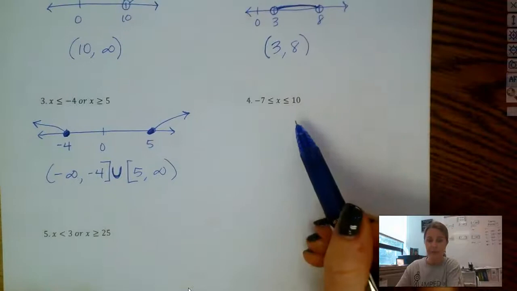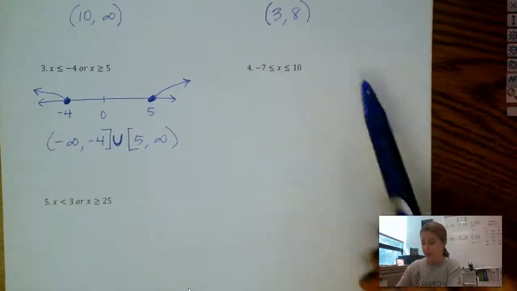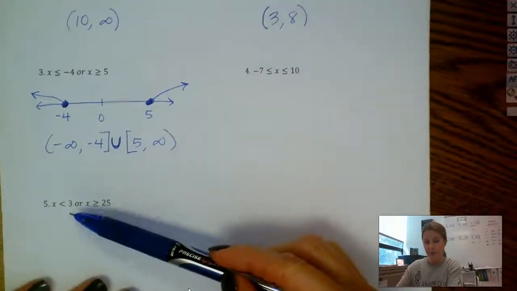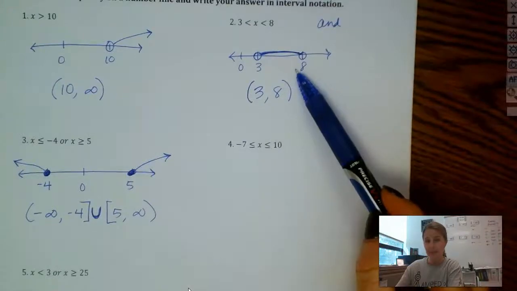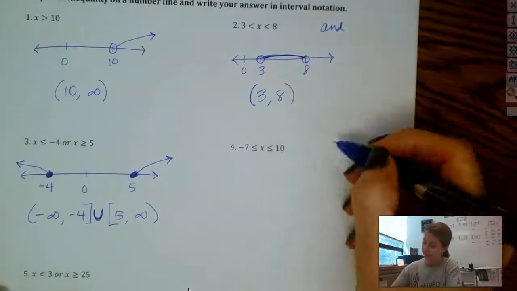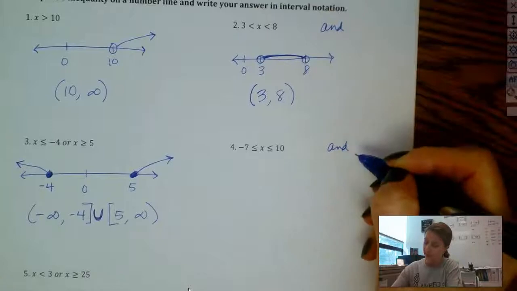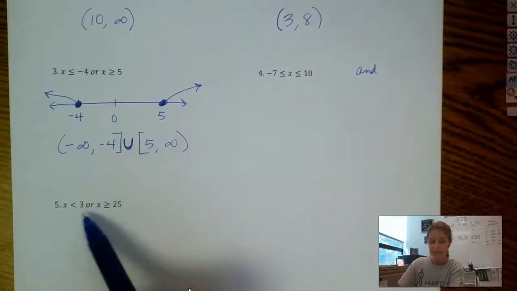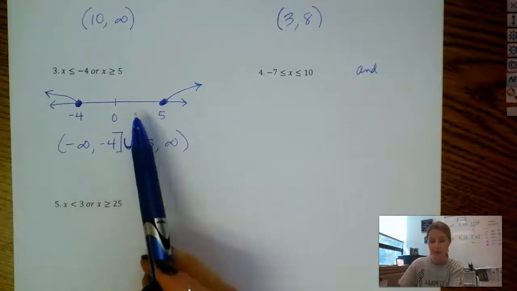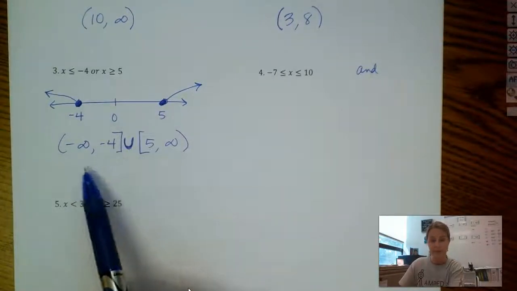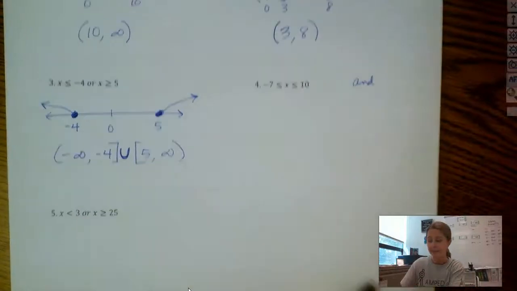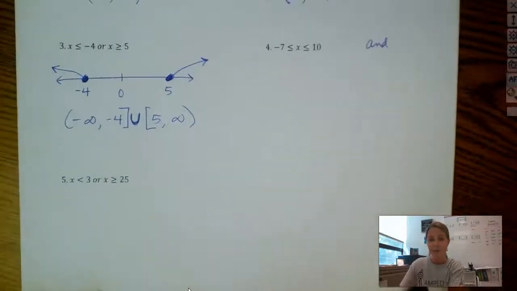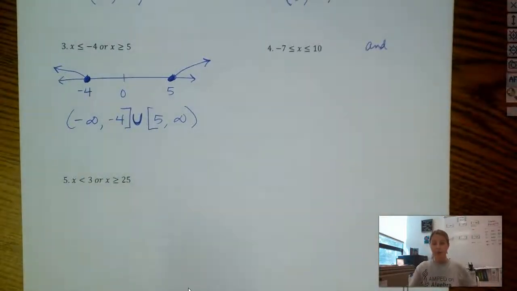Okay, number 4. Actually, I want you to try to do number 4 and number 5 on your own. So number 4 is going to be a lot like number 2. This is an and inequality. I'm going to write the word and next to it. It's got to be all the numbers in between them. And then number 5 is the or. So you're going to have a picture that looks like this, and you're going to write an interval that looks like this. So I want you to pause the video. And then when you have tried them both, come on back and let's check your work.